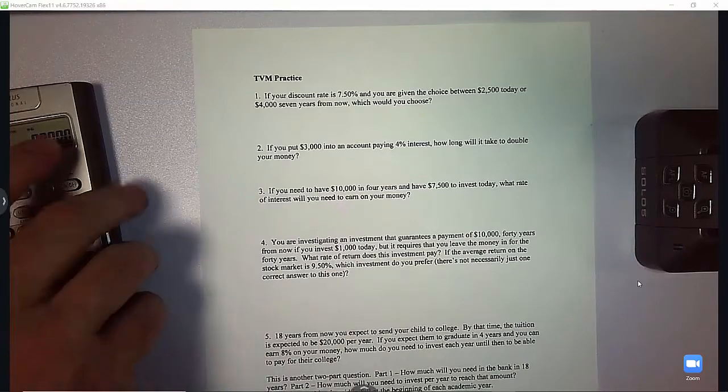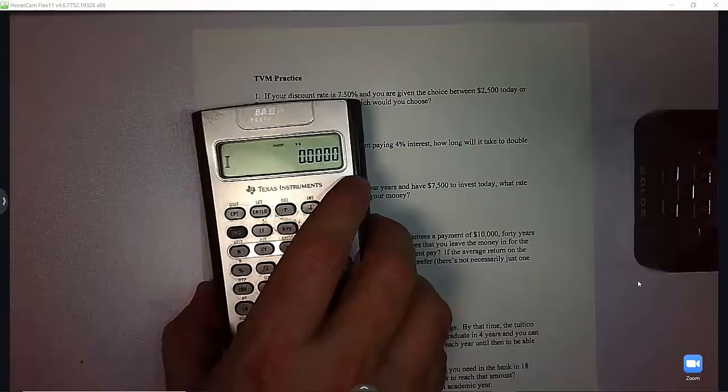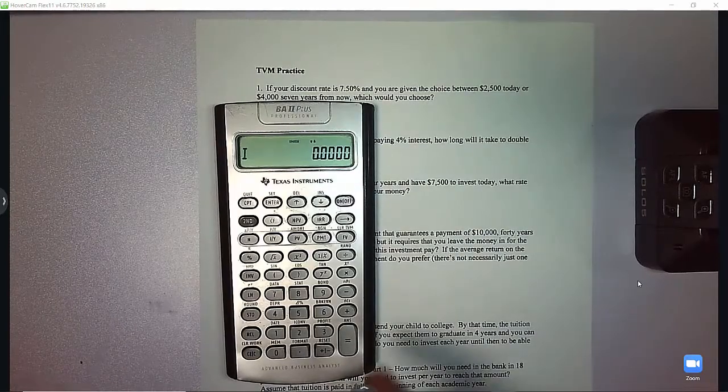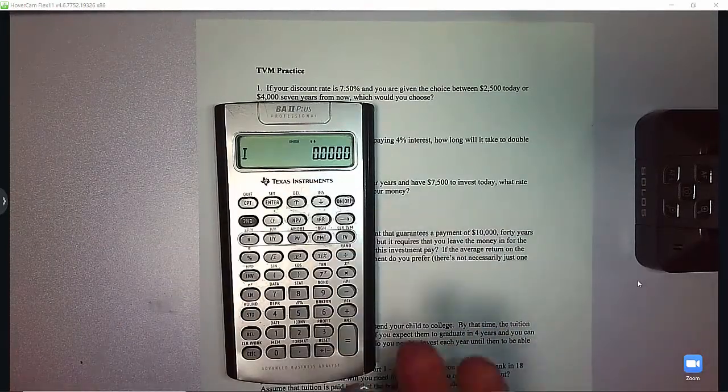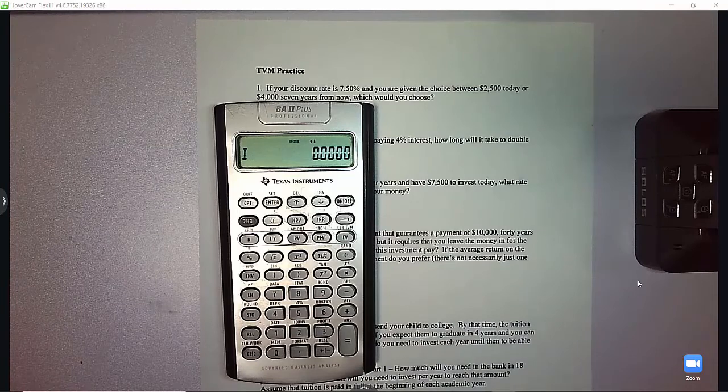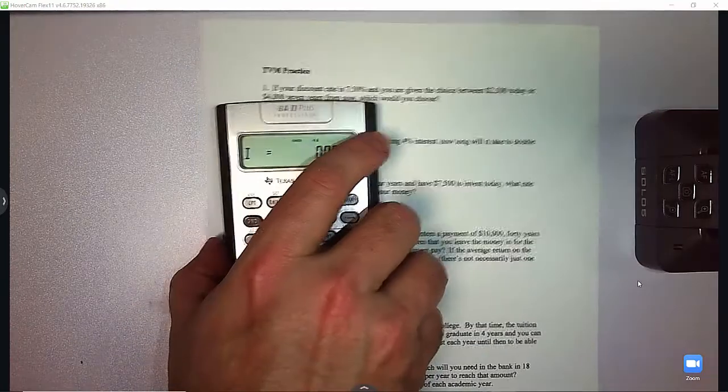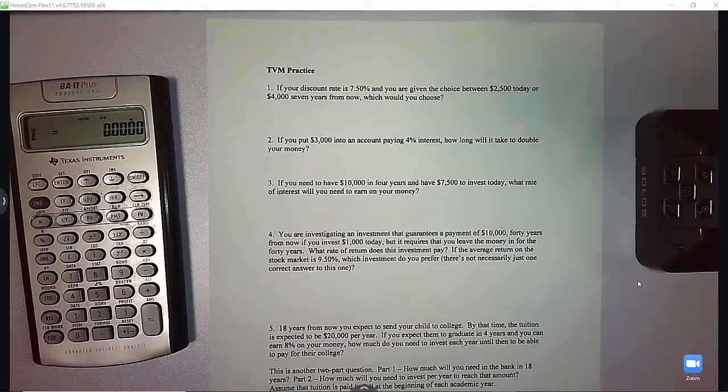So the calculator I'm going to use is the BA2 Plus Professional. You don't need to have the Professional. I use it in this case because of the angle of the screen. It looks straight up, and so it allows me to show things a little bit better. There's two additional functions on the Professional version of this calculator that's not on the regular version, but we won't be using those. Everything else between the regular BA2 Plus and the Professional is the same.